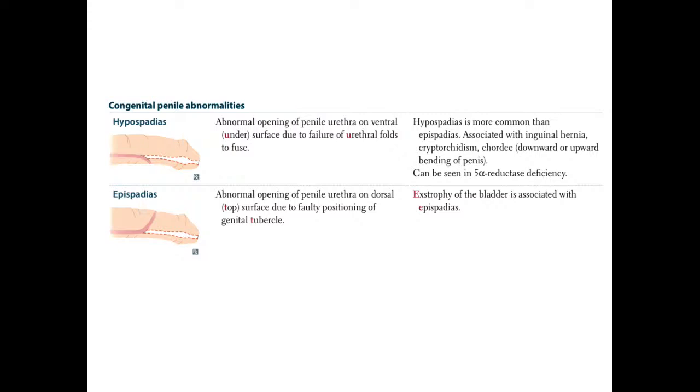So now let's discuss two congenital penile abnormalities. They are called hypospadias and epispadias. Hypospadias is an abnormal opening of the penile urethra on the ventral, under surface, due to failure of the urethral folds to fuse. So the urethra should open in the middle, but it is on the ventral surface, on the lower surface, okay?